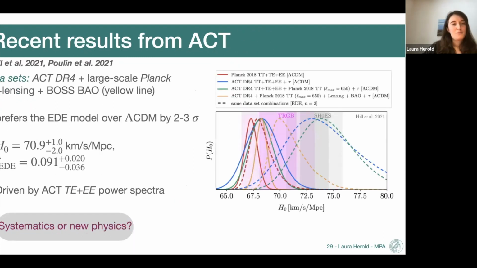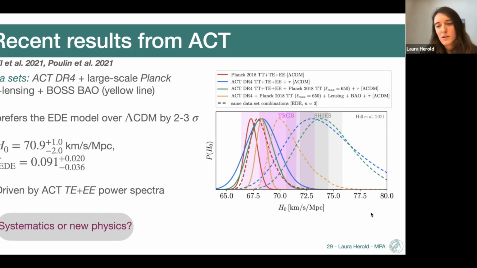But before I talk about the profile likelihood, I would still want to mention the recent results from the Atacama Cosmology Telescope, because there were two independent analyses which found that the Atacama Cosmology Telescope prefers the EDE model over lambda CDM by 2 to 3 sigma. And essentially, with the ACT dataset, EDE presents a resolution to the Hubble tension.